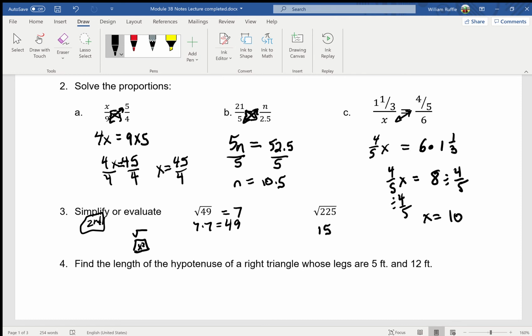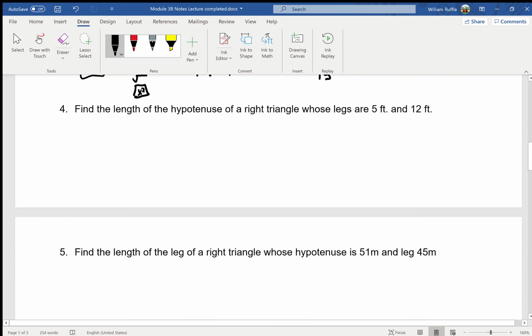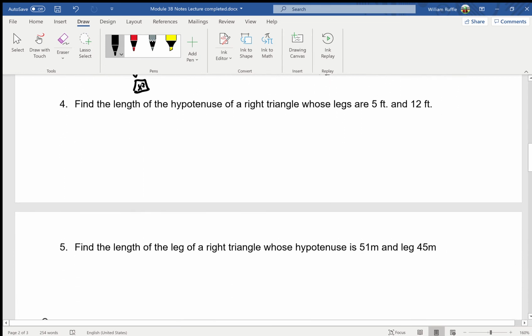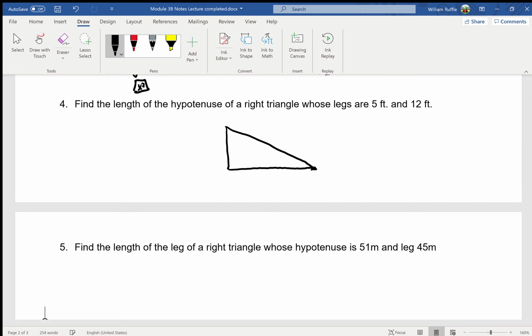Find the length of a right triangle whose legs are 5 feet and 12 feet. Scoot this up. On these, I like to draw the picture. Drawing my right triangle. Here's my right angle. The hypotenuse is what we're missing.